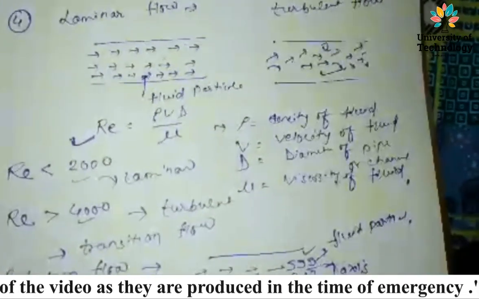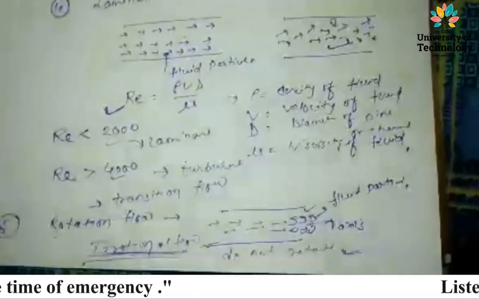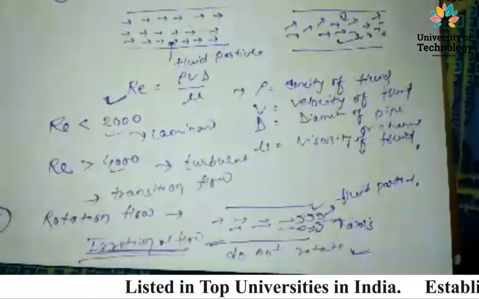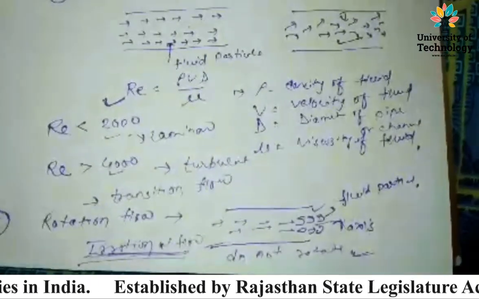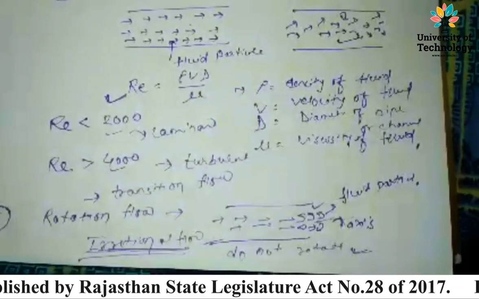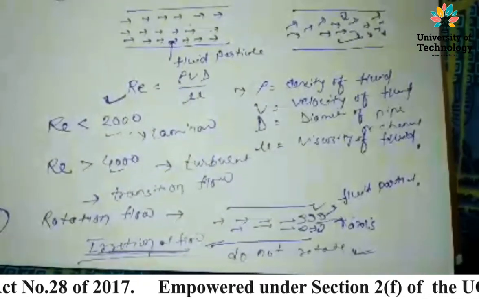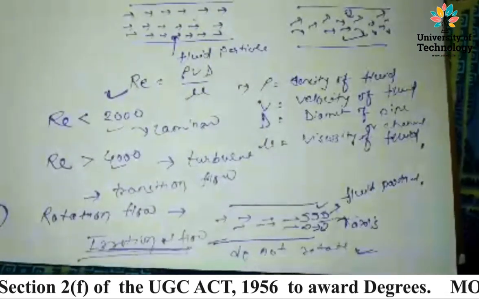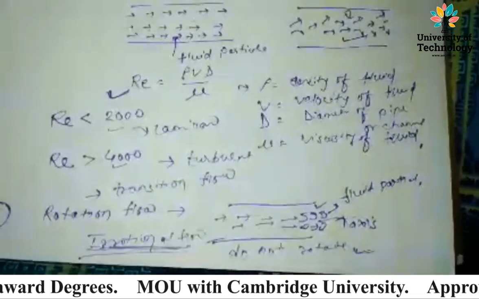And the fifth is rotational flow and irrotational flow. Rotational flow says that if the fluid particles rotate about their axis, as we can see in this diagram, all the fluid particles rotate about their axis, so this is the rotational flow. And if the fluid particles do not rotate about their axis, that is the irrotational flow.